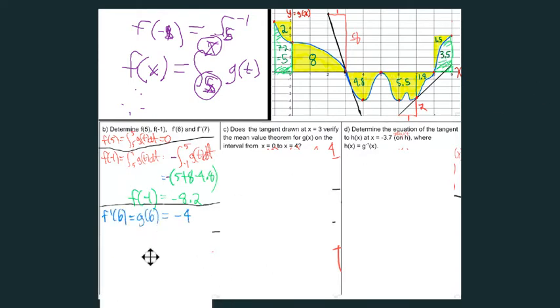Then we have to do f prime at 6. And here's where we have to remember our relationships. Okay, this graph is g of x. What else is this graph? F prime, right? This is f prime.